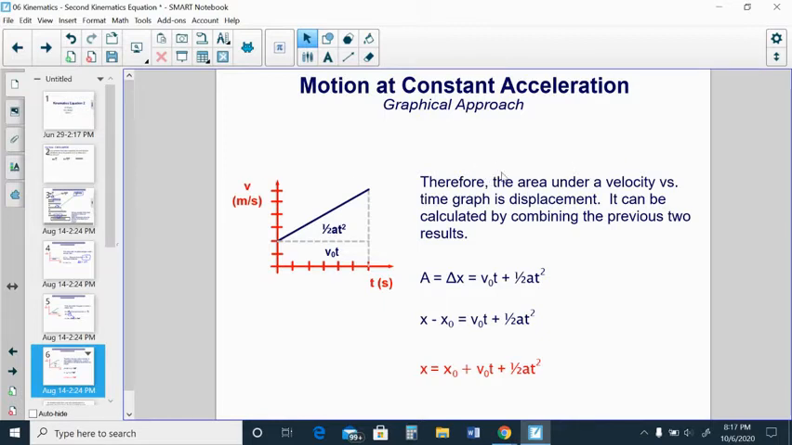This leads us to the fact that the area under a velocity versus time graph is displacement, and it can be calculated by combining the previous two results. So if you have a graph that looks something like this, you would find the displacement by combining both equations. So the equations that we saw, we have the initial velocity times time. We also have the half acceleration times time squared. We can add those together.